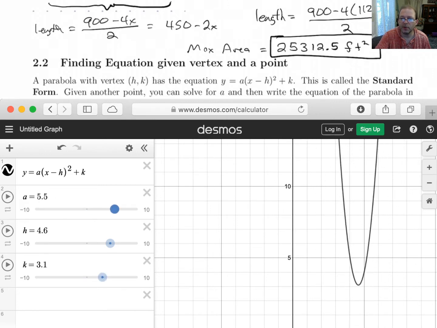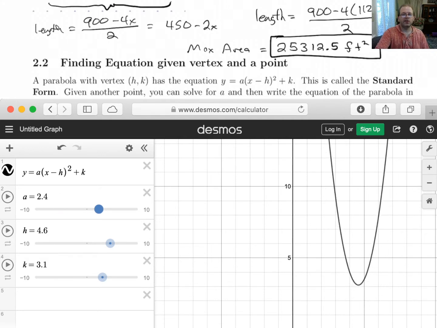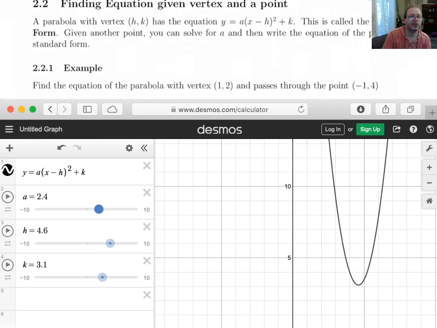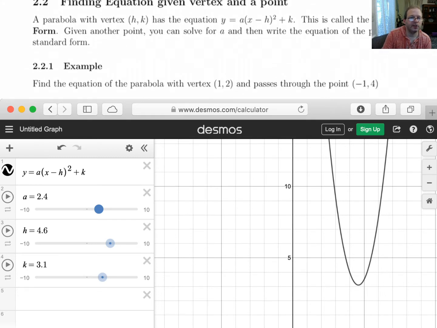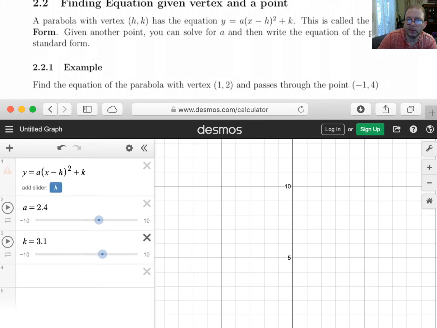And a tells you how wide or skinny it is, and if it goes negative, then it makes it open downward instead of upward. So what we're going to do here is answer a few types of questions. This first example says, find the equation of the parabola with vertex 1, 2 that passes through the point negative 1, 4.